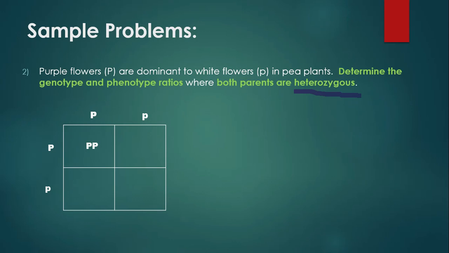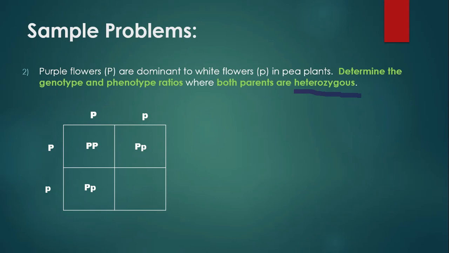Next, for the second box, one is written in capital letter and the other one is written in small letter. So again, we write the capital letter first. So we write capital letter P and small letter p. Now on the third box, we have capital letter P and small letter p. So again, we write the capital letter first, making it capital letter P and small letter p.